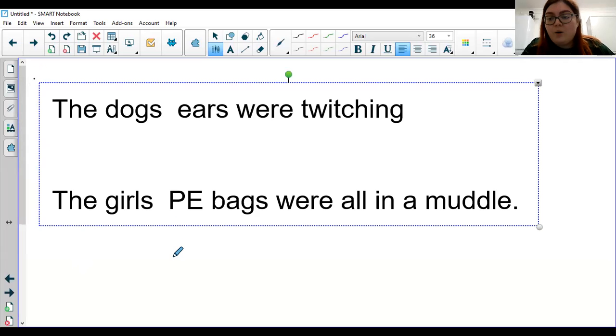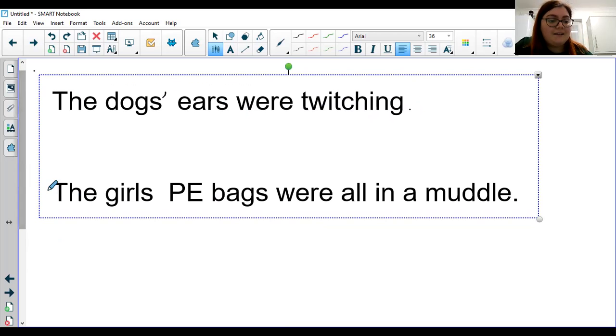We've got, the dogs' ears were twitching. So the ears belong to the dogs, and we're talking about more than one dog, 2 or 3 dogs. The dogs' ears were twitching. So who do the ears belong to? They belong to the dogs. So where does my apostrophe need to go? Have a think. It needs to go at the end of dogs. So at the end of the S. Okay, the dogs' ears were twitching. At the end of the sentence, we need a full stop.